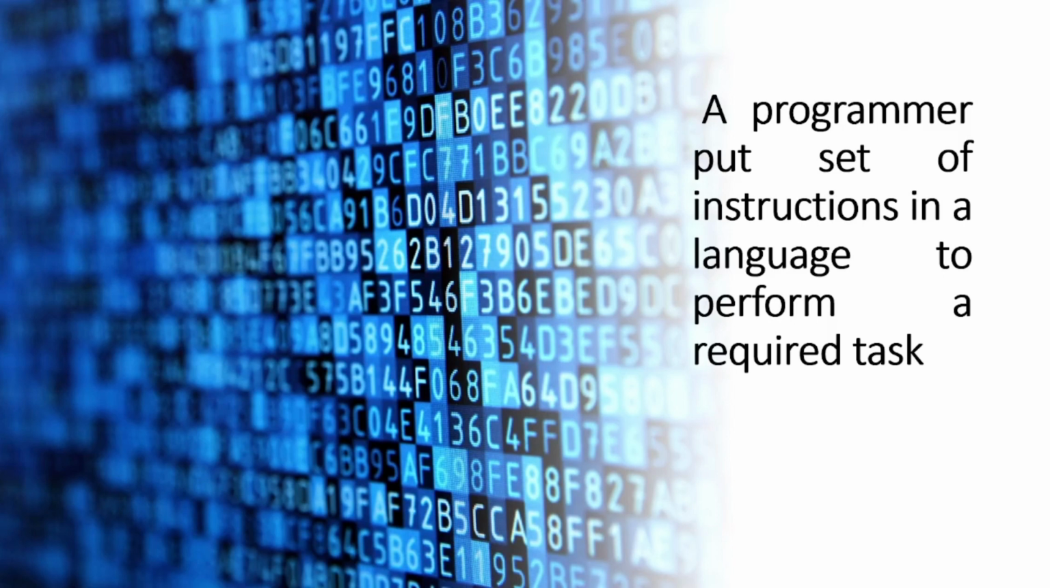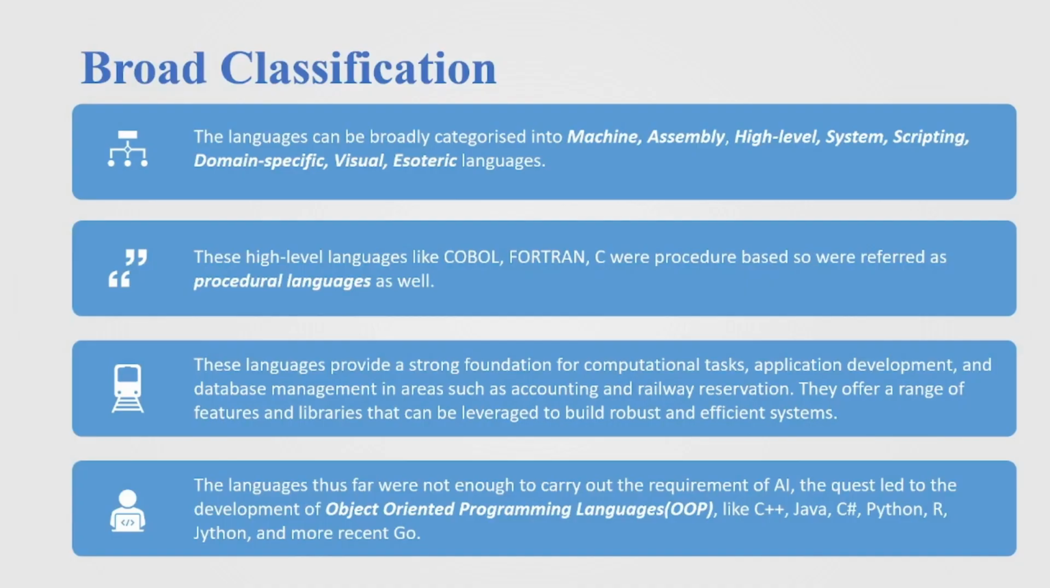what a programmer does is he puts a set of instructions for a computer to understand and do a particular task. Okay, so that is what I was telling you. Like if I have to store data, if I have to analyze the data, I have to tell my computer, okay, fine, you have to do this. And for that, I would be writing a code in a language which my computer understands. Okay, so broadly, we can classify languages into few categories.